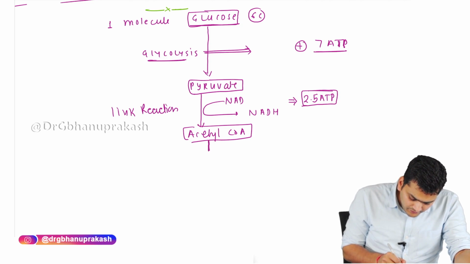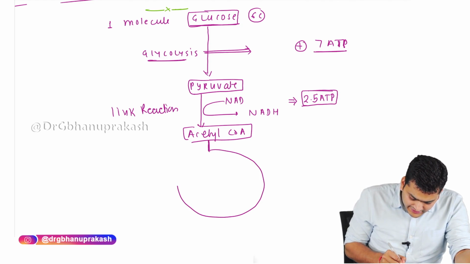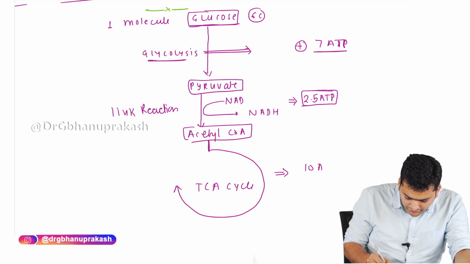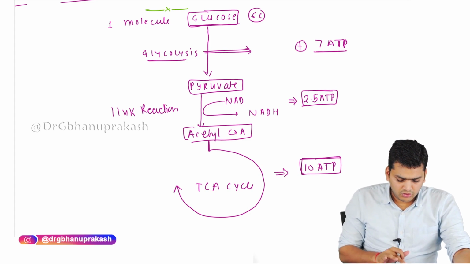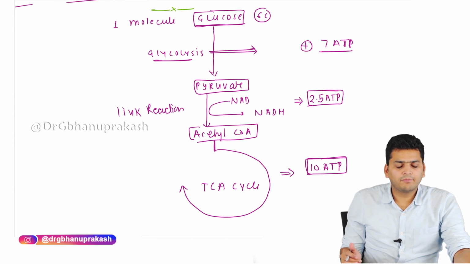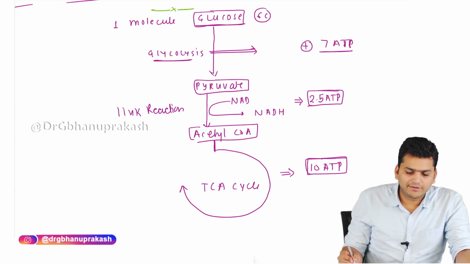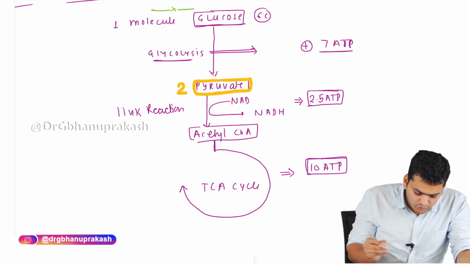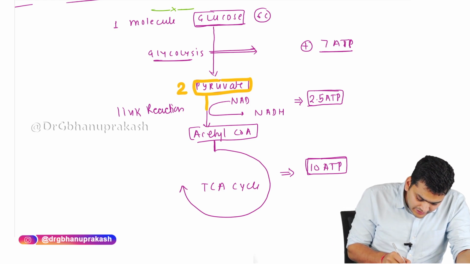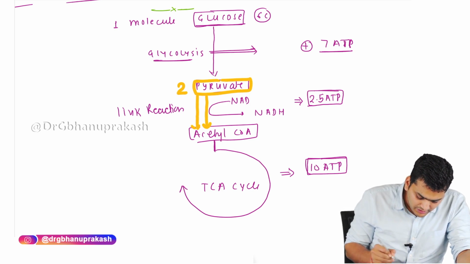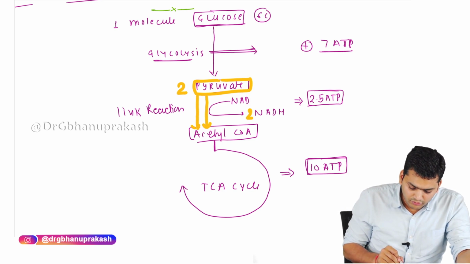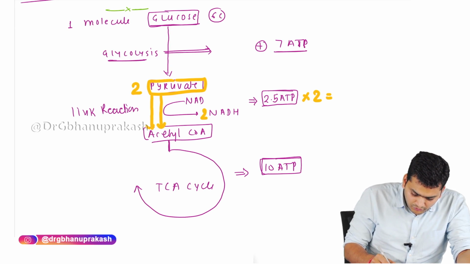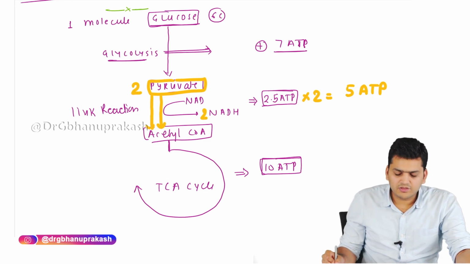Then this acetyl-CoA is going to kick-start the TCA cycle. One TCA cycle gives us how much ATP? Just now we have calculated: 10 ATPs. Now, when you do glycolysis, how many pyruvate molecules do you get? 2 molecules of pyruvate. So the link reaction is going to happen 2 times, and you are going to get 2 molecules of NADH. 2 into 2.5 comes out to 5 ATP.